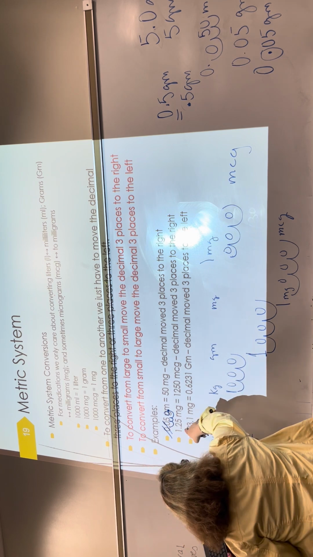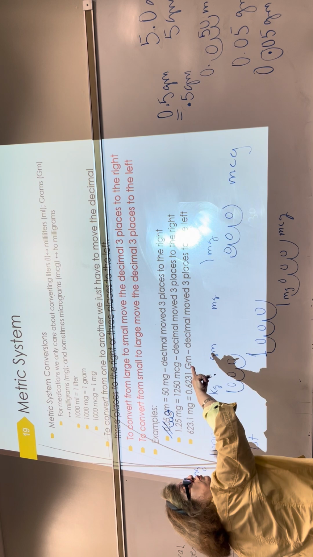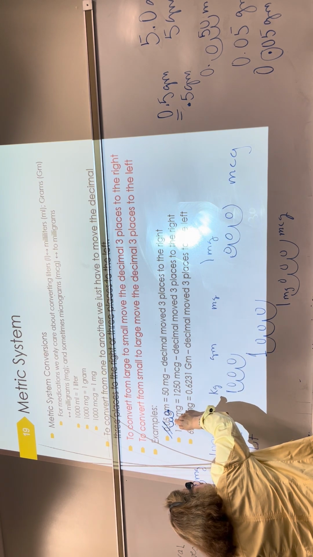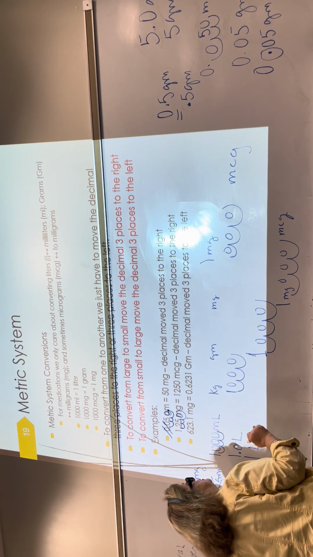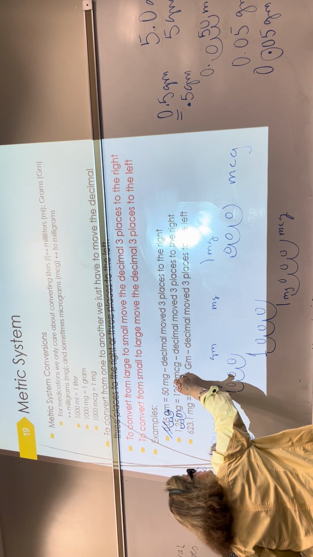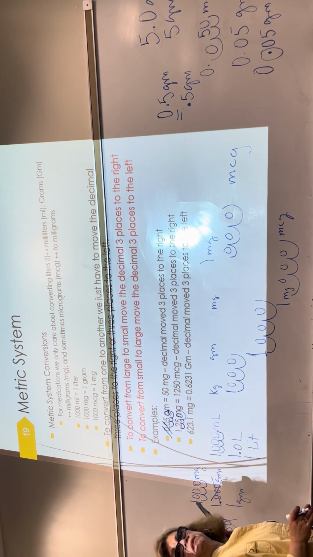If we have 1.25 milligram and we go into microgram, microgram is smaller, so I go 1, 2, 3. I add another 0 and bring the point here. The point location doesn't matter after that, so it's 1250 microgram.